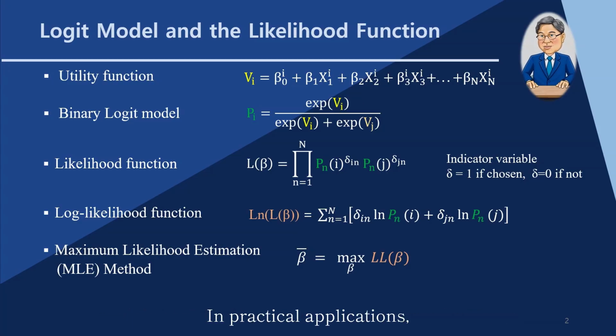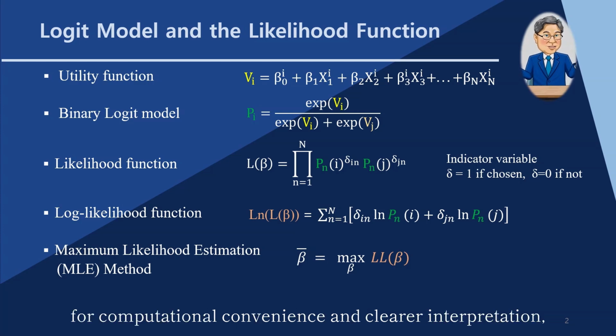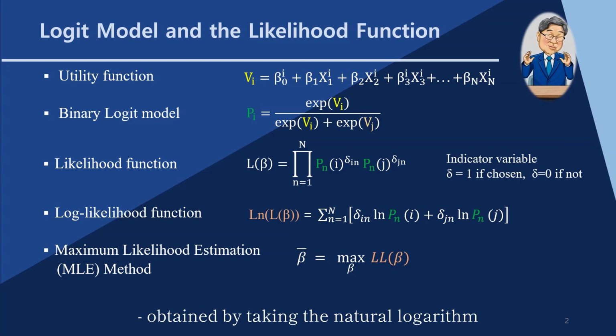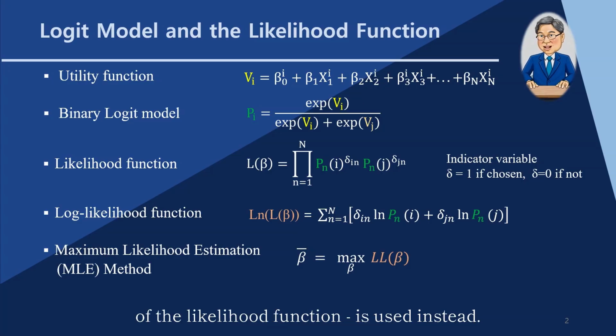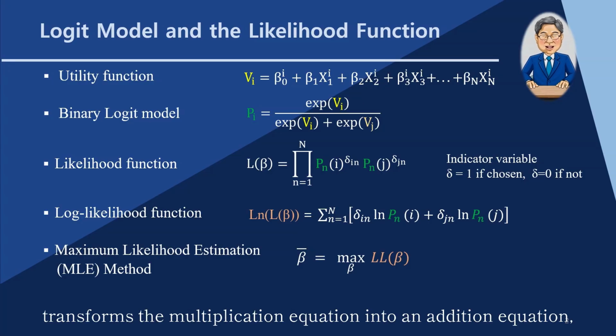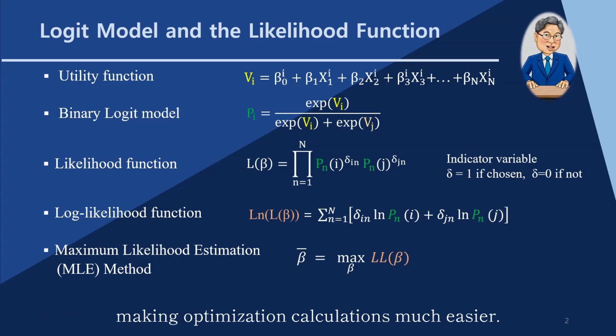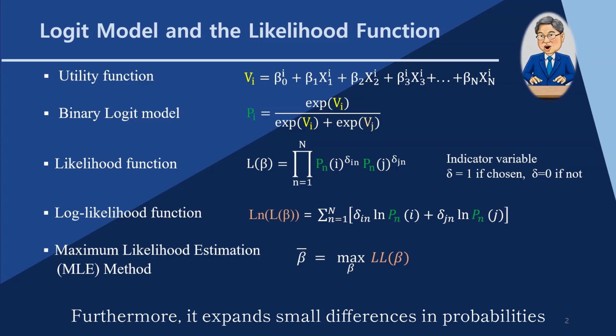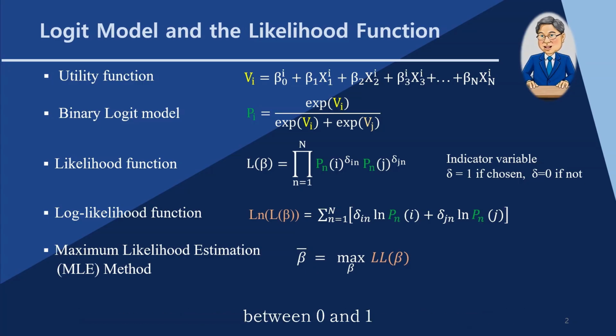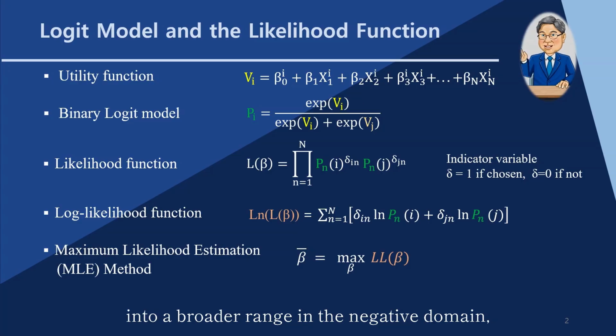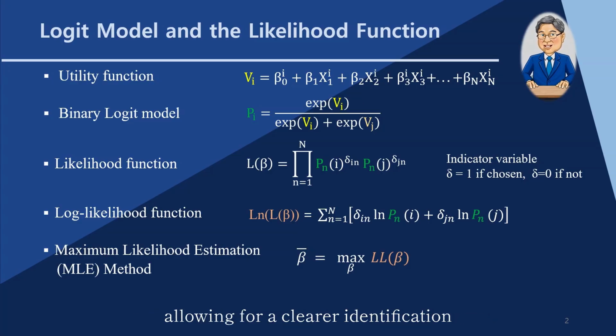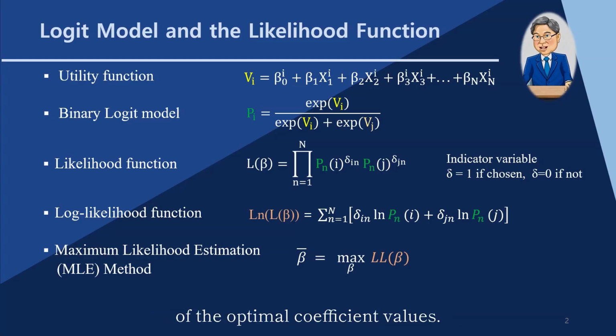As the total probability of this likelihood function increases, it indicates that the estimated coefficients explain real-world choice patterns more effectively. In practical applications, for computational convenience and clearer interpretation, the log likelihood function, obtained by taking the natural logarithm of the likelihood function, is used instead. Taking the logarithm transforms the multiplication equation into an addition equation, making optimization calculations much easier. Furthermore, it expands small differences in probabilities between 0 and 1 into a broader range in the negative domain, allowing for a clearer identification of the optimal coefficient values.